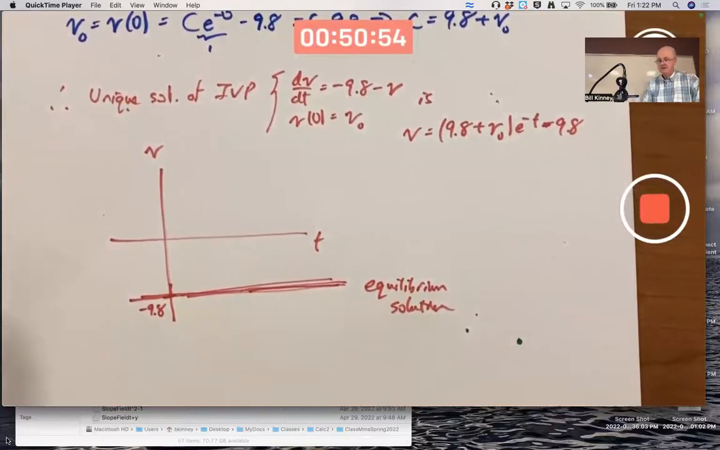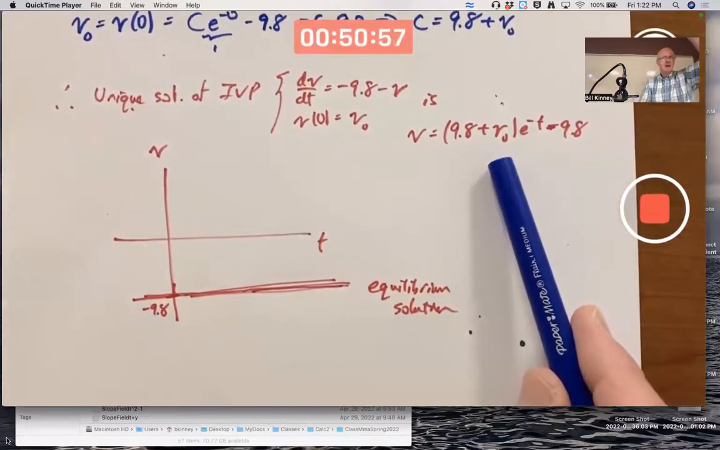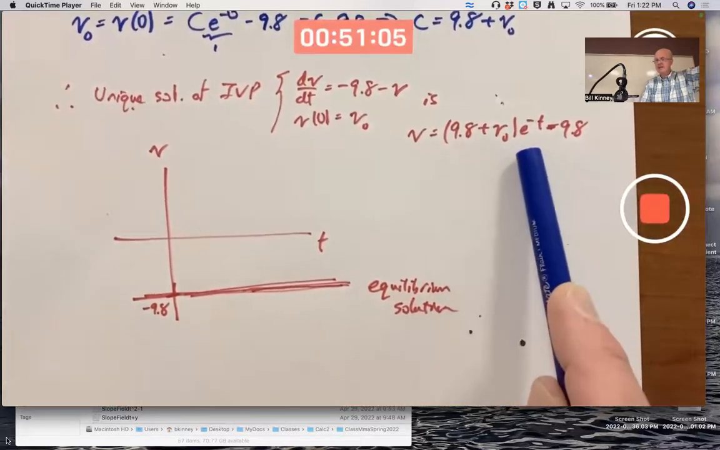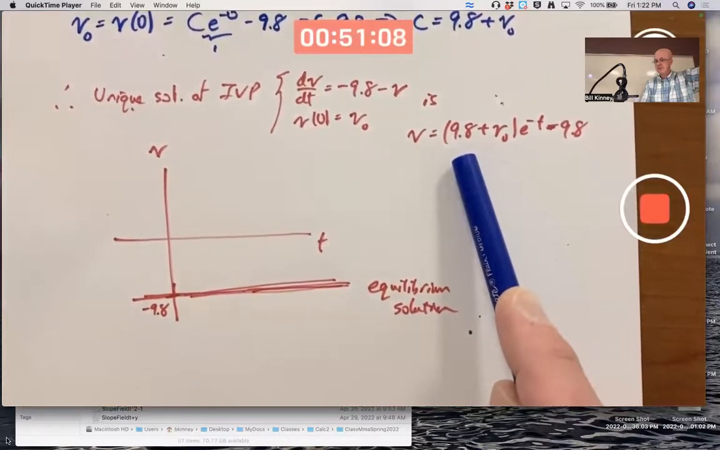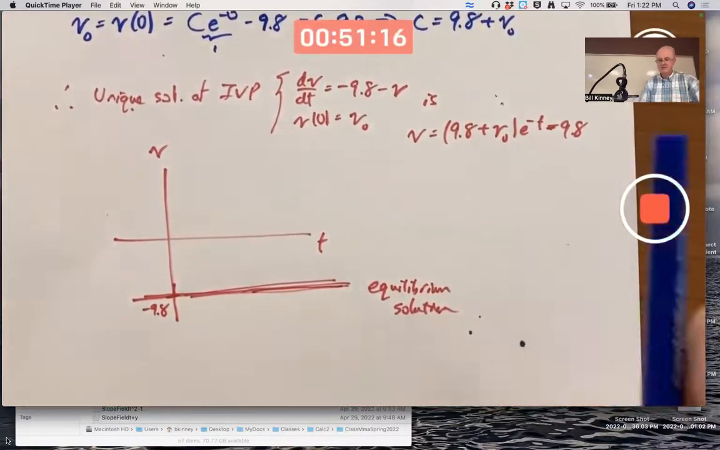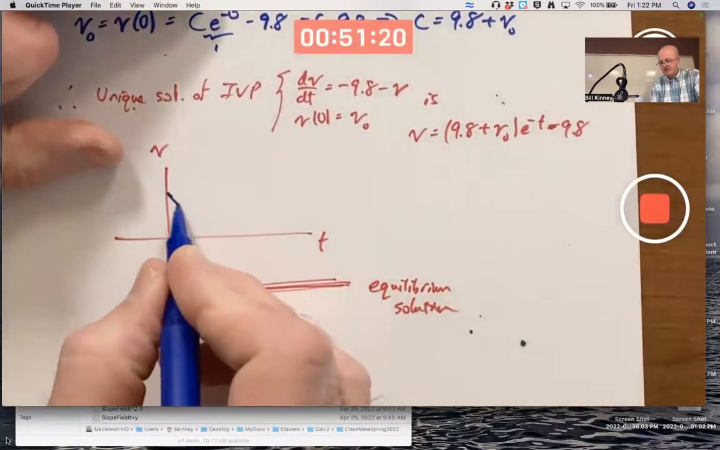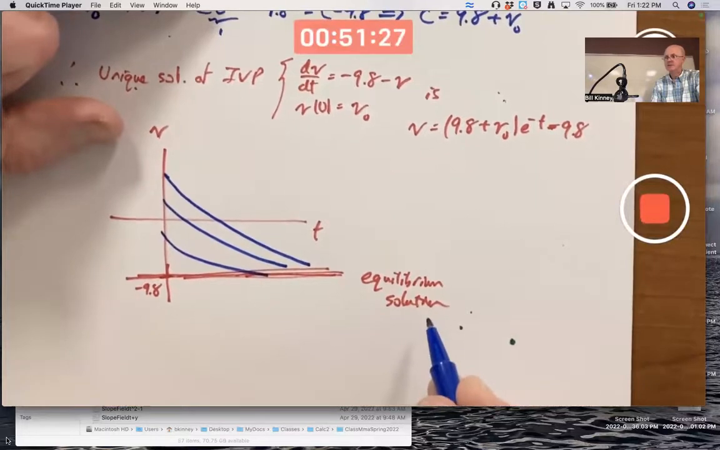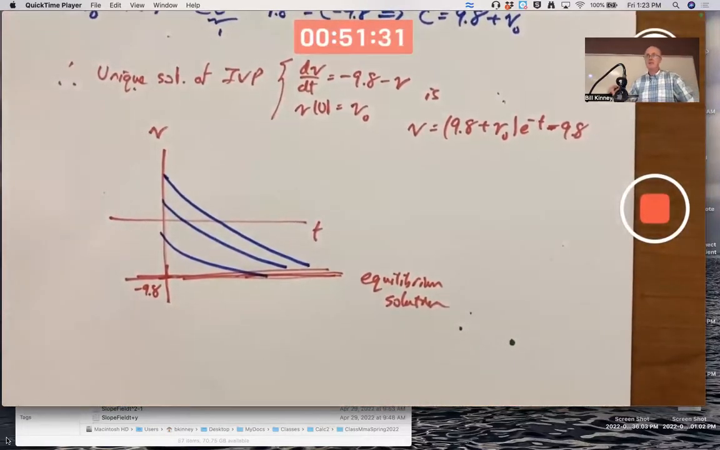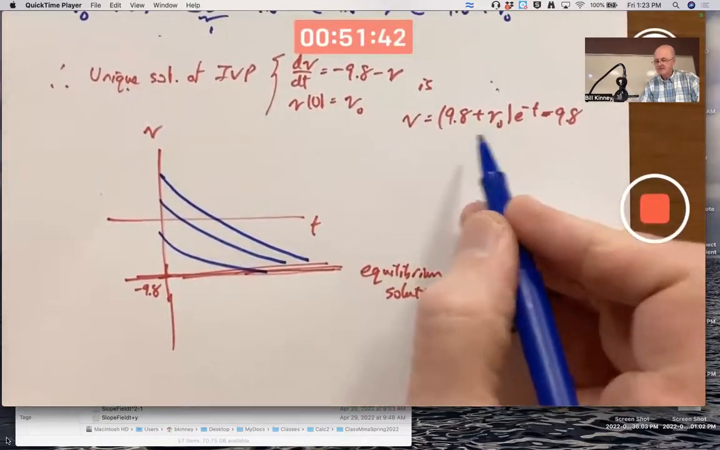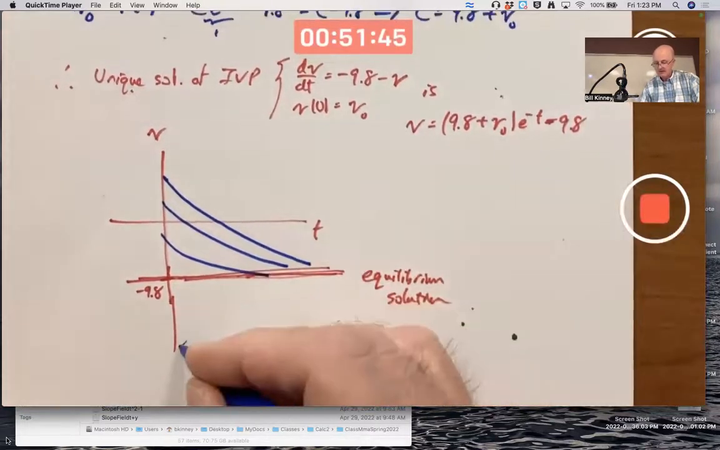What about other solutions? If V naught is bigger than negative 9.8, whether positive or maybe like negative 5 or something, that quantity right there in front of the e to the negative t is positive. Got a positive exponential decay, then shifted downward by negative 9.8 units. The graphs for various initial velocities look like this. Exponential decay toward this equilibrium solution. And if the initial velocity is in the downward direction and bigger than 9.8 in magnitude, then this coefficient right here is going to be negative. Graphs of some negative number times e to the negative t go up. They're going to look like this.